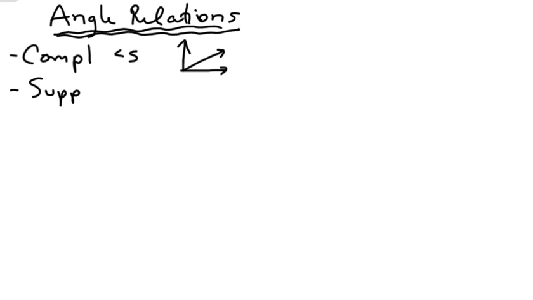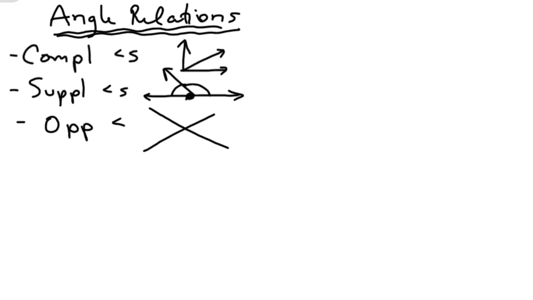The supplementary angles rule. We have a 180 degree angle. Well, if there's two of them, they have to total 180. That can help us calculate an unknown length. We had opposite angles. Anytime two lines intersect, angles across from each other are the same. We need to learn to recognize that.